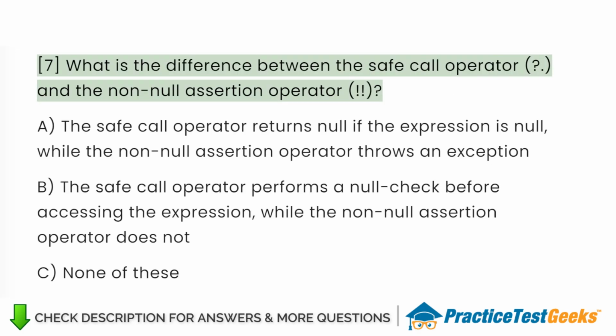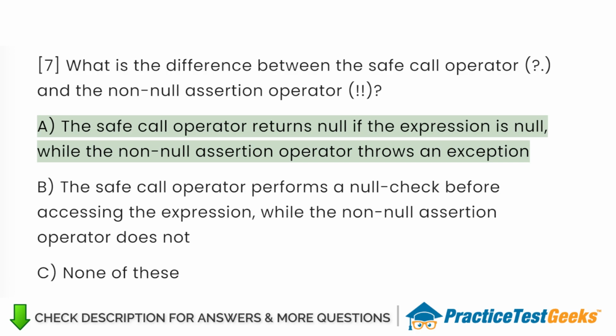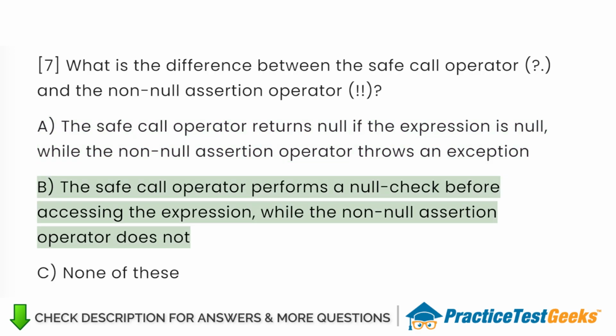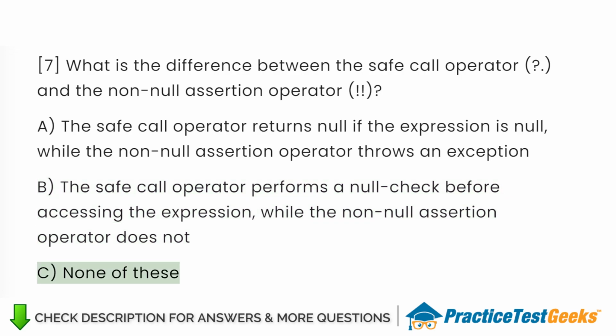What is the difference between the safe call operator, dot, and the non-null assertion operator? A. The safe call operator returns null if the expression is null, while the non-null assertion operator throws an exception. B. The safe call operator performs a null check before accessing the expression, while the non-null assertion operator does not. C. None of these.